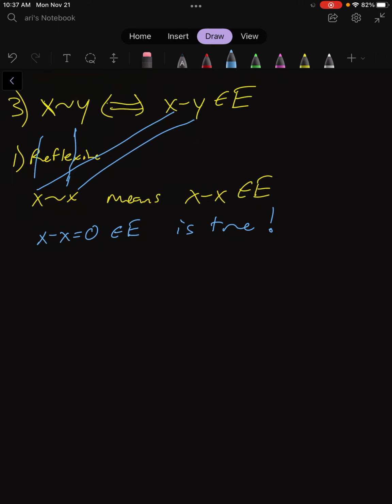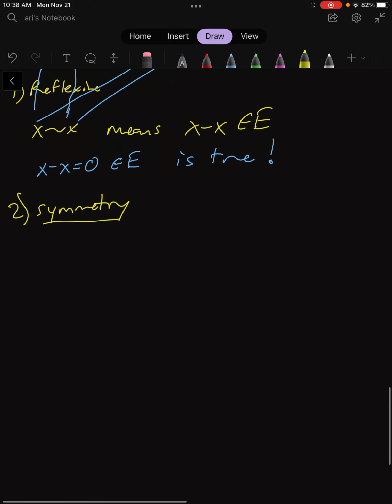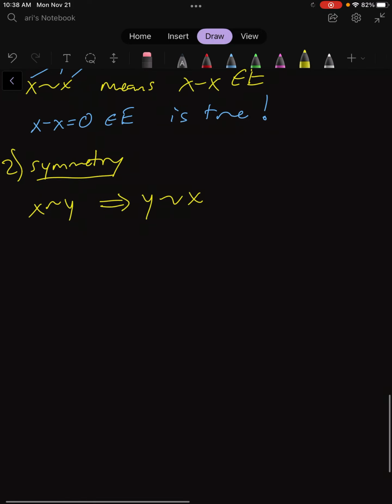You can already see that we're doing a little bit more actual math in this problem. We're not just saying that they're equal. We actually are subtracting x from x and getting a number. So part 2, symmetry. Hopefully this is getting easy to the point of boring for you. X tilde y implies y tilde x. That's what we need to show. So x tilde y is the statement that x minus y is even, and that should imply that y minus x is even.